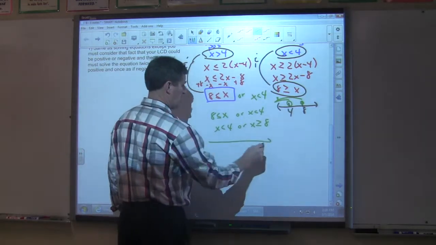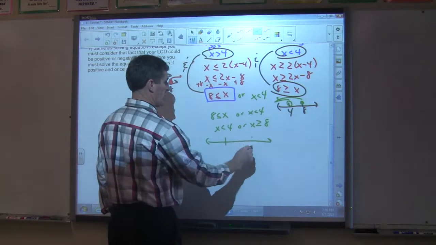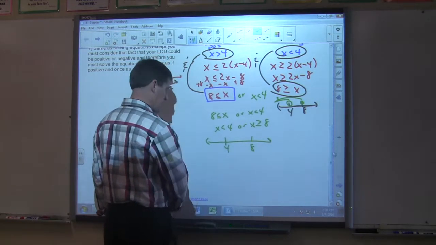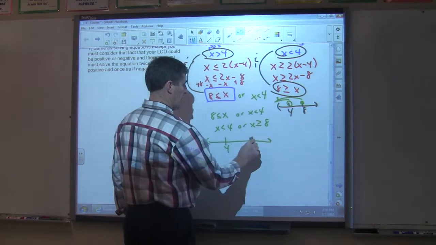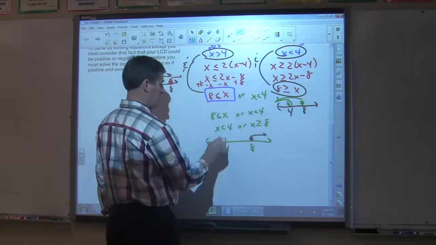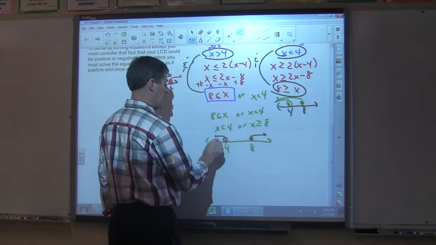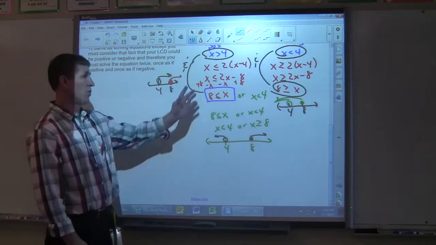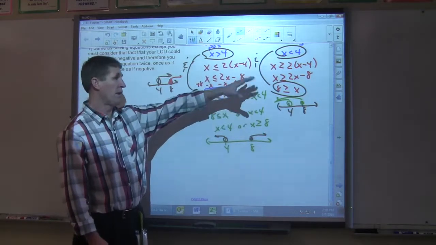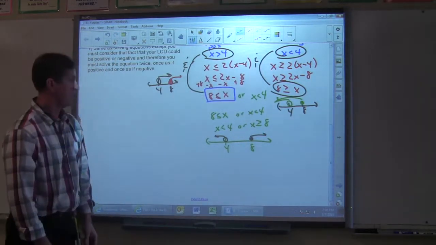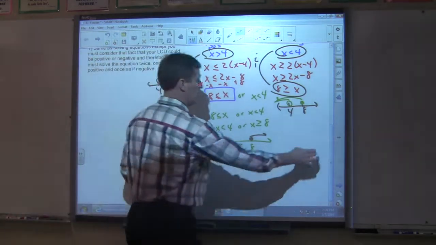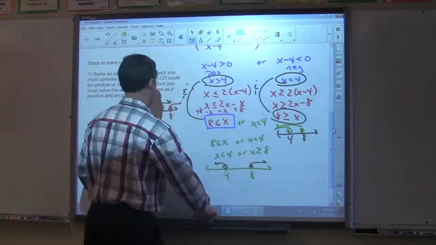They don't ask you to graph it, but some people like to look at it on a graph. So 4 and 8. So this would be a closed circle at 8 and an arrow to the right, and an open circle at 4 and an arrow to the left. It's possible on some of these that only one will work, like you won't have a possibility over there. But that's how you do an inequality. So we'll do one more of those. Hopefully that will help clear it up.